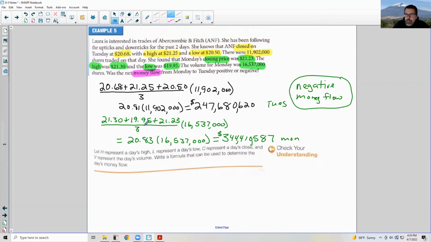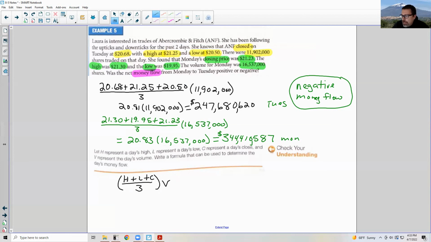All right, so now let's do check your understanding. It says, let H represent the day's high, L represent a day's low, C represent a day's close, and B represent the day's volume. Write a formula that can be used to determine the day's money flow. Well, it's actually quite simple. We just did it right here with numbers. So you take the high plus the low plus the close divided by 3 and multiply that by the volume. And that's the answer to the check your understanding.